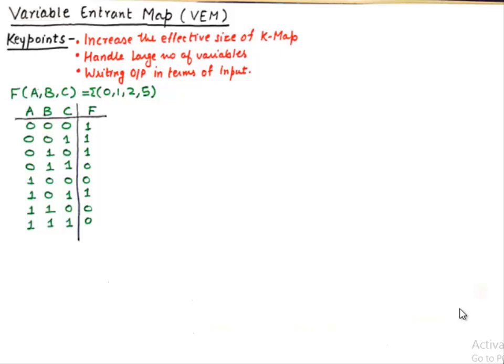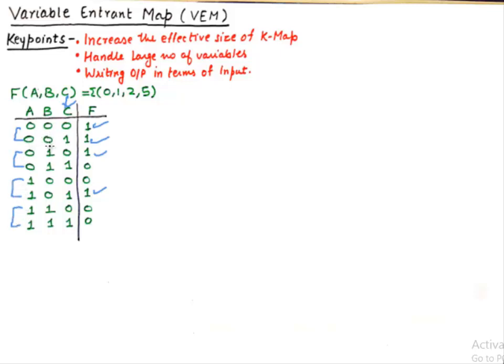Let's see. The first step is to draw the truth table. Of course, we see that the function is 1 at 0, 1, 2 and 5. But if we consider to express the output in terms of the variable C, what will happen then? Now, when we choose C, we can see that AB is changing 4 times.